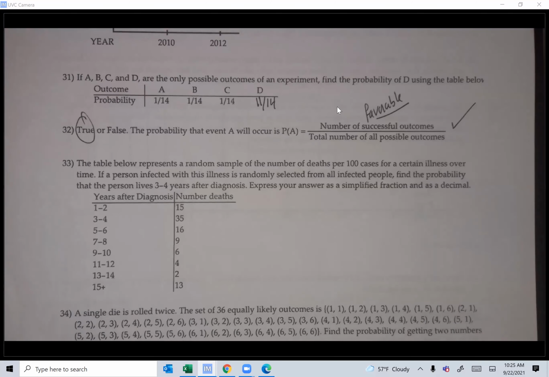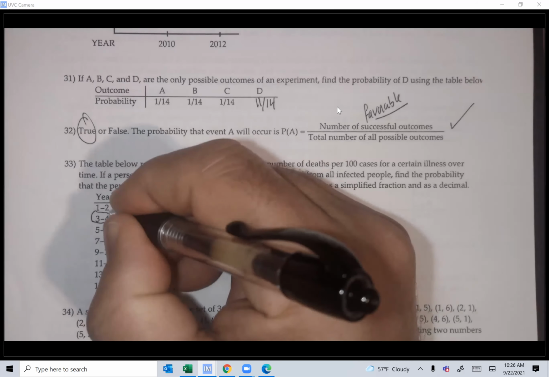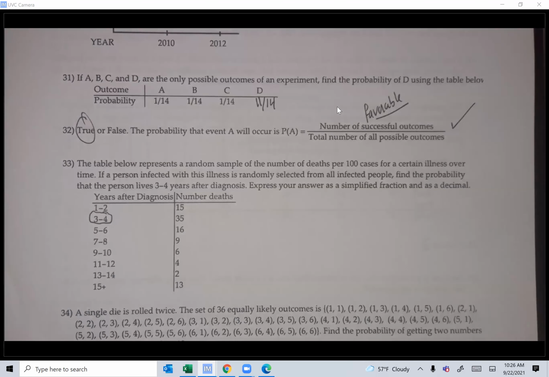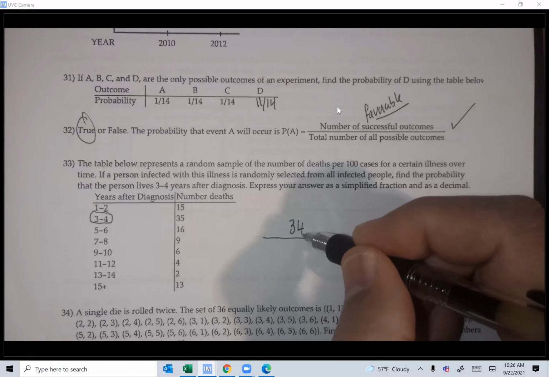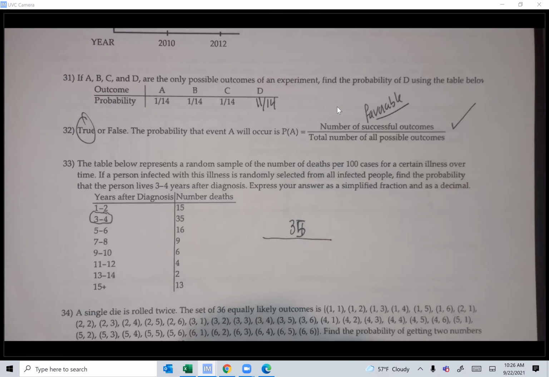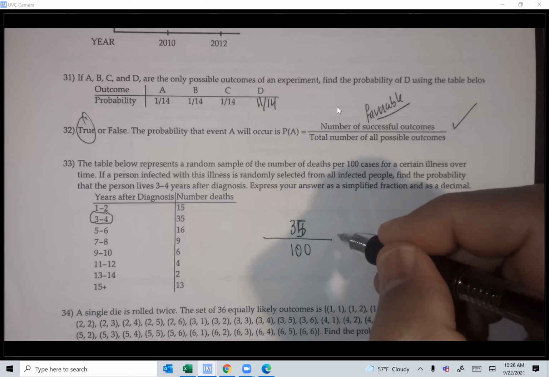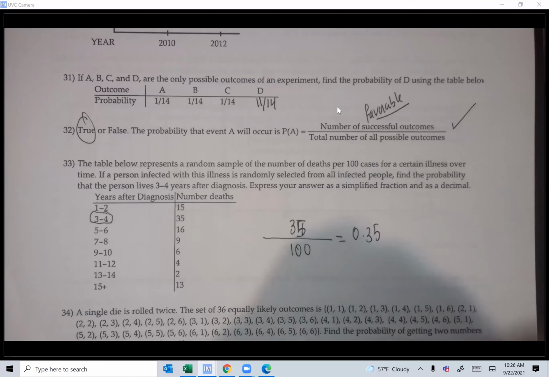The table below represents a random sample of the number of deaths per 100 cases of certain illness over time. If a person infected with the illness is randomly selected from all infected people, what's the probability that the person lives 3 to 4 years after diagnosis? Okay, this one. That should be a very easy question, guys, according to this definition right here. Your favorable outcomes is 35. And how many did he say? 100 altogether. So it's 35/100. 0.35. Done.